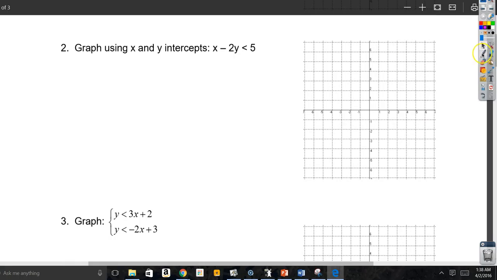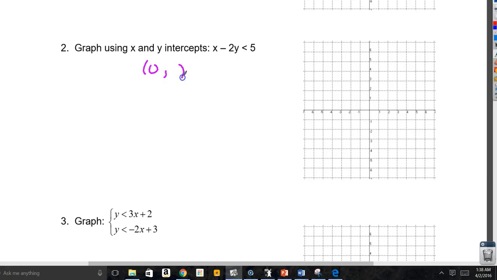Alright, this one says to graph using intercepts. So we're going to let x equal 0, and then we're going to let y equal 0. So if x is 0, 0 minus 2y greater than 5, divide by negative 2, divide by negative 2, so we get y, we've got to flip, is less than negative 2.5. So y is negative 2.5.